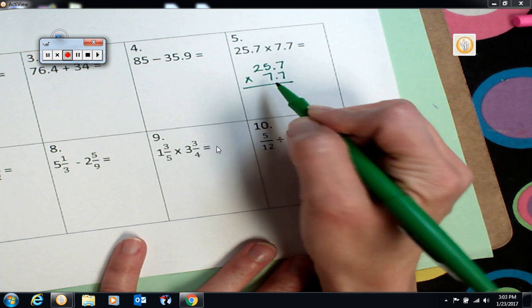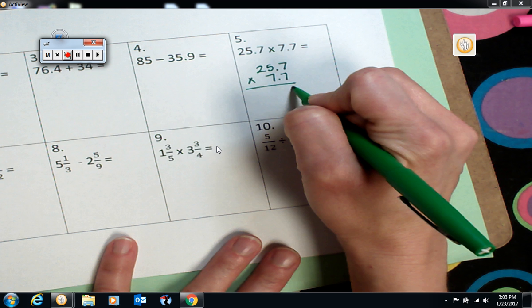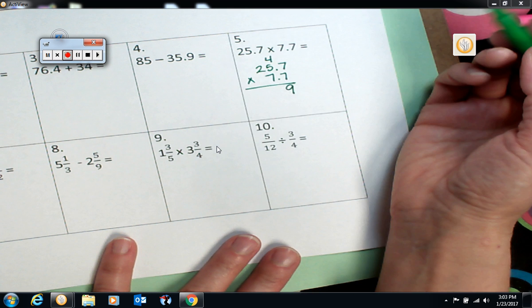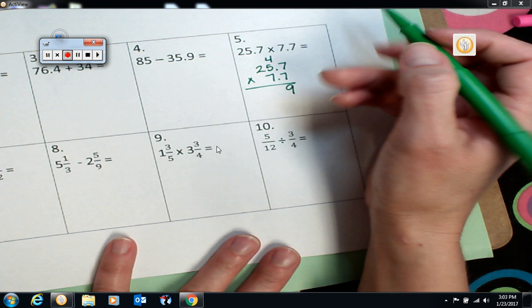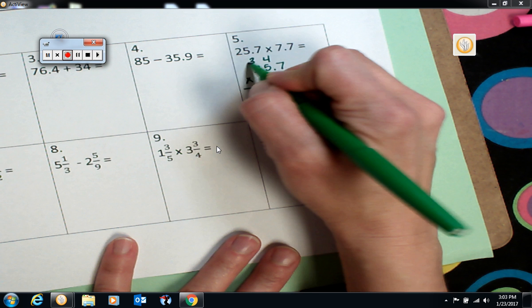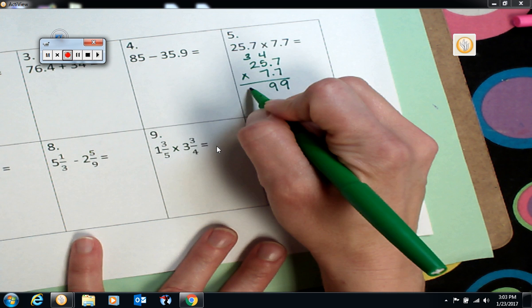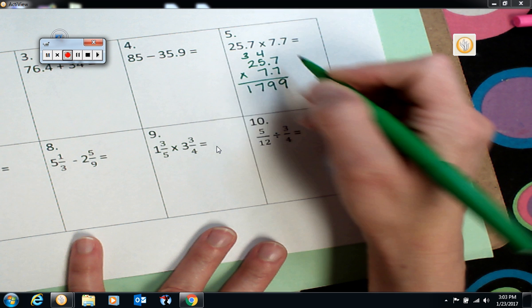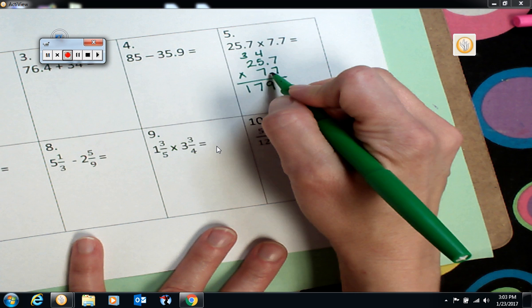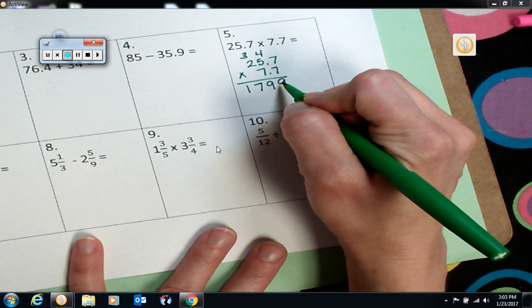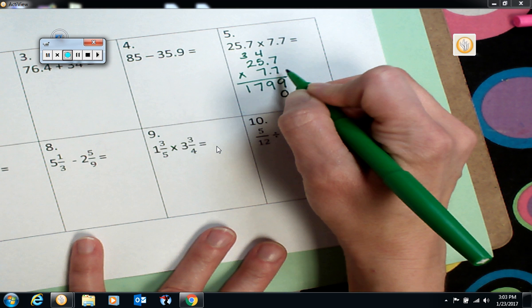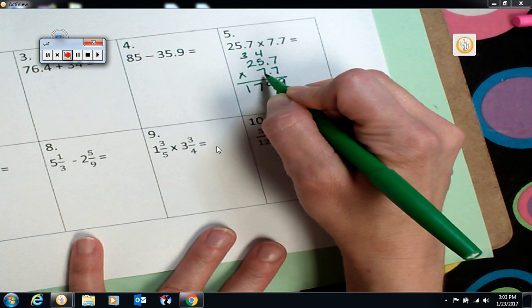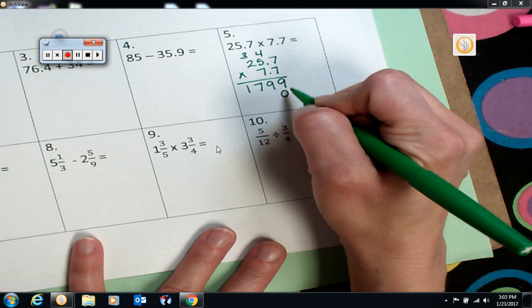then I'm going to multiply. So 7 times 7 is 49, carry the 4. 5 times 7 is 35, plus 4 is 39. 2 times 7 is 14, plus 3 is 17. Now, I'm not going to do anything with this decimal until I'm done. So I'm going to pretend like that decimal's not there. I'm going to put a 0 right here because now I'm not multiplying by the 10th place, I'm multiplying by the 1's place. So I need to accommodate for that by adding a 0.